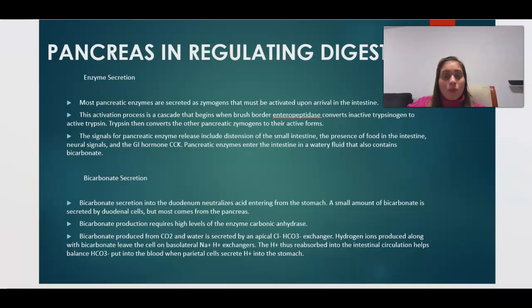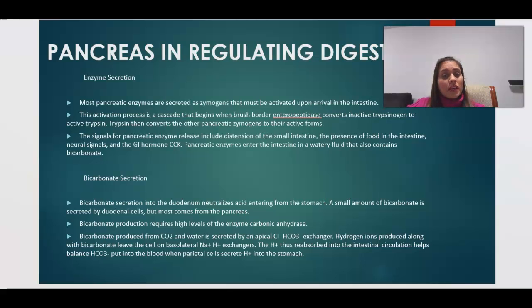The signals for pancreatic enzyme release include distension of the small intestine, the presence of food in the intestine, neural signals, and the GI hormone CCK. Pancreatic enzymes enter the intestine in a watery fluid that also contains bicarbonate.